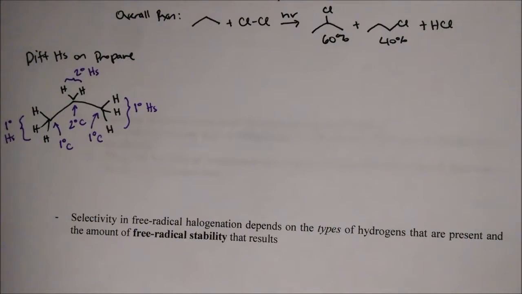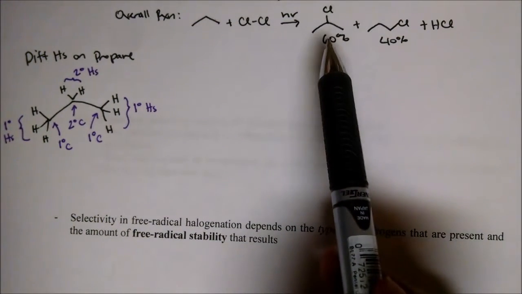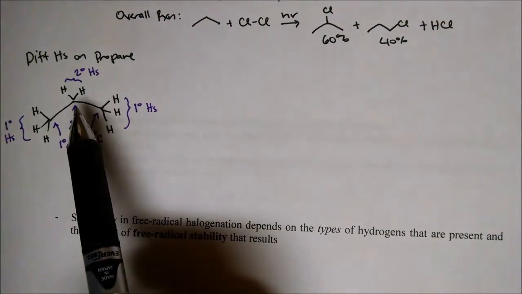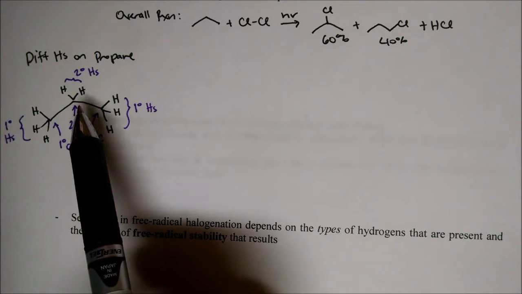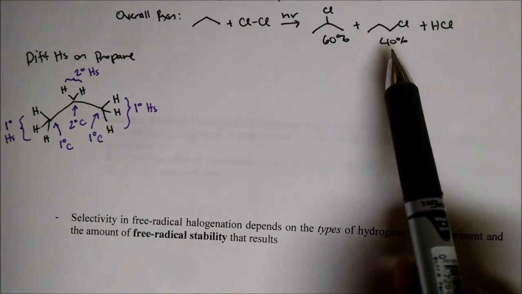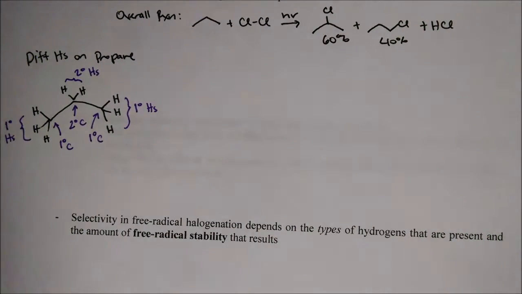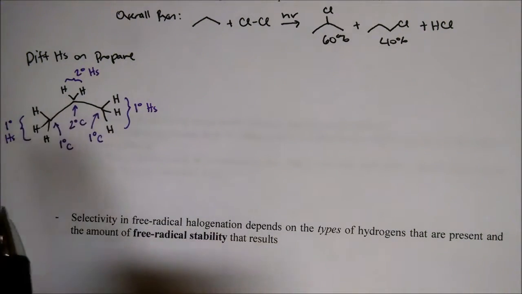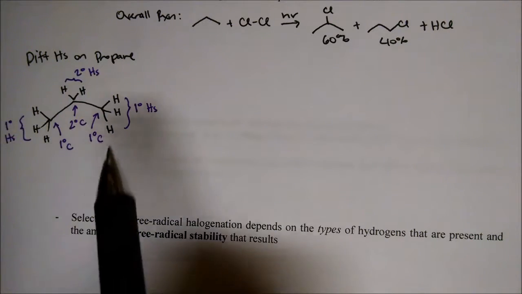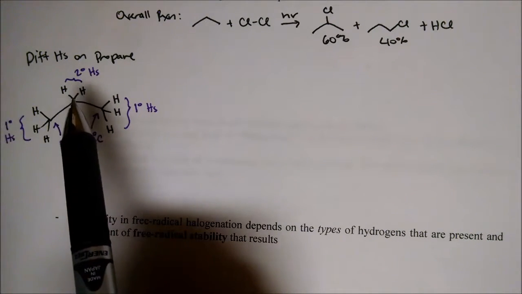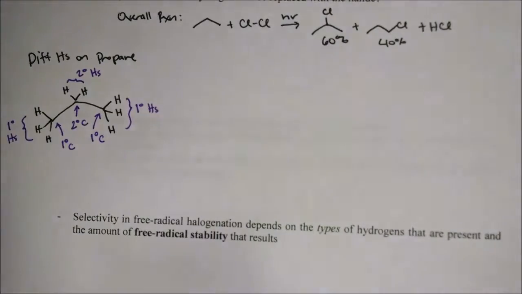They do have different reactivity because you can see here, the one that gave us the most product, it was a secondary H that was replaced. And then the one that gave us the smaller amount of product, only 40% of the product, it was a primary hydrogen that was replaced. And it could have been from either side, it doesn't matter, it's symmetrical. Okay, but again, we only have 2 secondary hydrogens, but yet they accounted for 60% of the product.